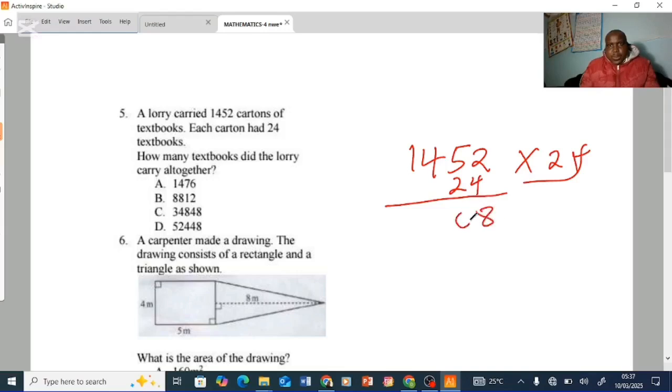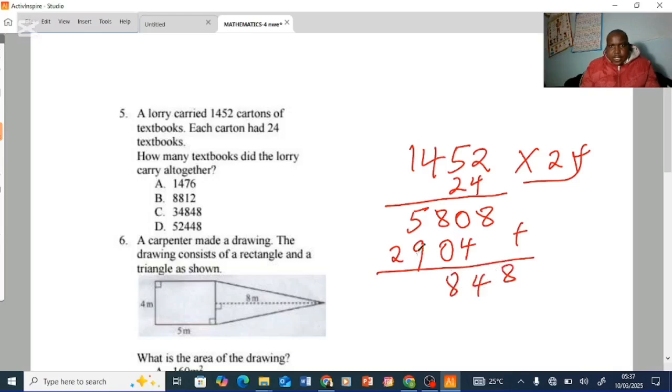4 times 2 is 8, 2 times 5 is 10, carry 1, 4 times 4 is 16, 18, right? 4 plus 1, 5. Then the second line: 0, carry 1, 8, 9, 2. Then you add. So this is 8, 4, 8, 14, 34. So all the books will be 34,848. Those are the books in total.